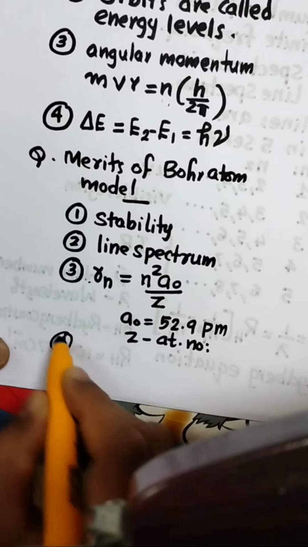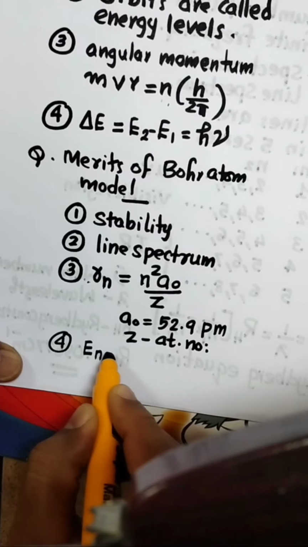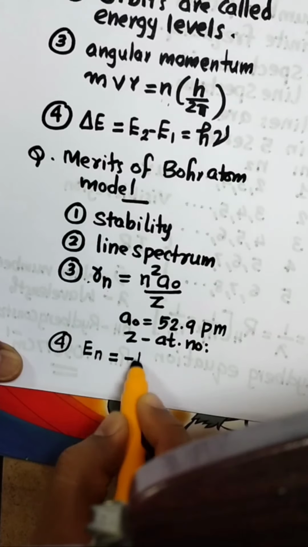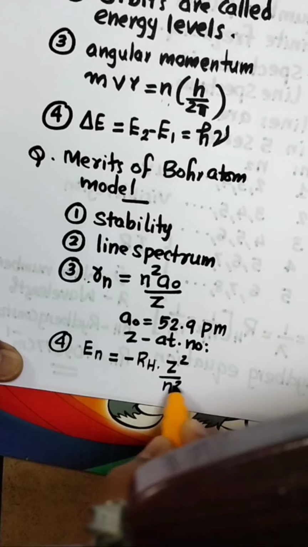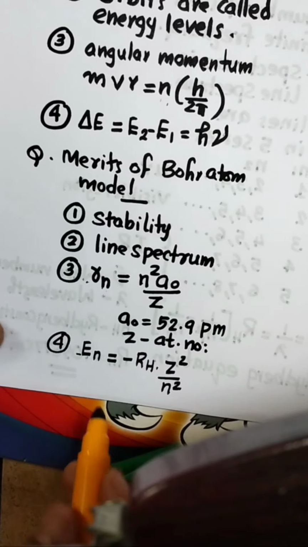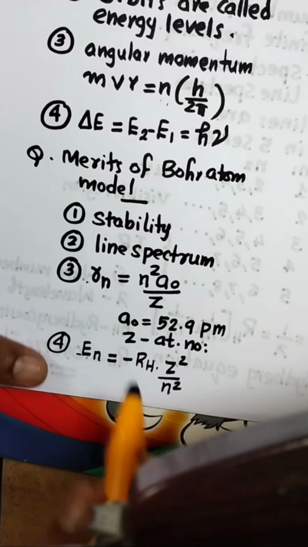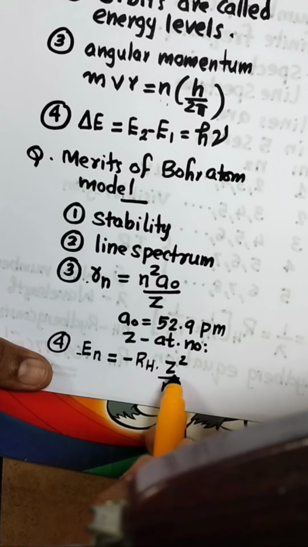Fourth point, it is used for finding out energy of electron. Energy of electron, En equal to minus Rh into Z square by N square. Energy of the first orbit or second orbit or third orbit, etc., that is the energy of the electron in that orbit. En equal to minus Rh into Z square by N square, where Rh is Rydberg constant, Z is atomic number, and N is number of orbit.